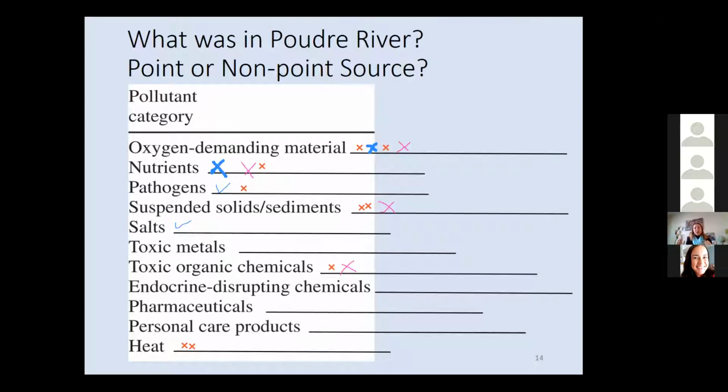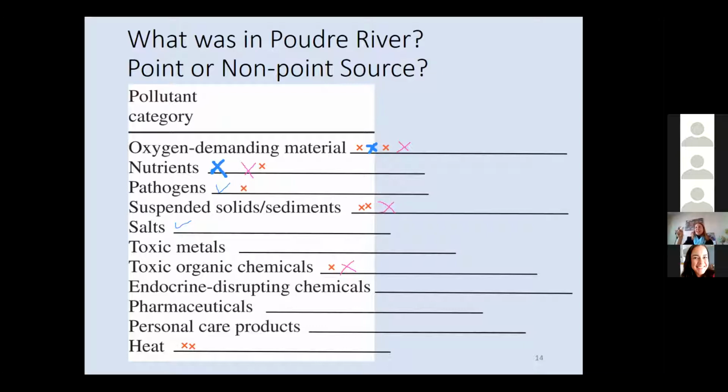Pathogens is an iffy question. Maybe I should phrase it a little bit better as I ask this. We always have pathogen input into the river because of the wildlife, but probably was not highly exacerbated because of the fire. But of course, we always have pathogens in there.